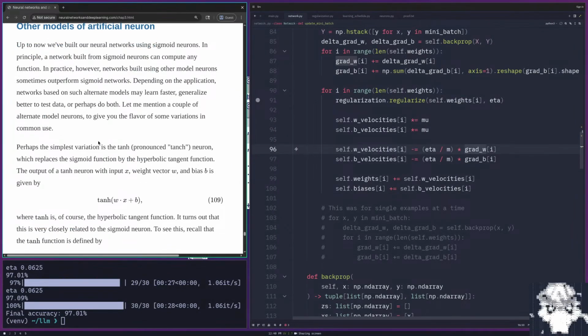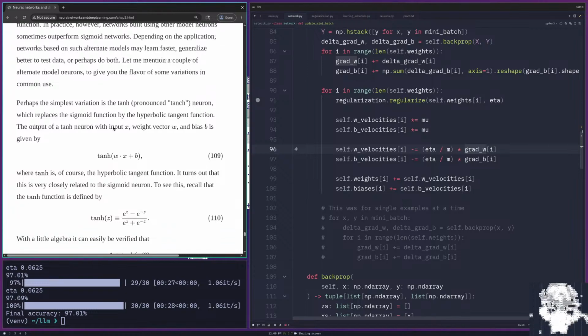Other models of artificial neuron. Up to now, we've built our neural networks using sigmoid neurons. Not me. I'm using ReLUs. In principle, a network built from sigmoid neurons can compute any function. In practice, however, networks built using other models of neurons sometimes outperform sigmoid networks. Depending on the application, networks based on such alternate models may learn faster, generalize better to test data, or perhaps do both.